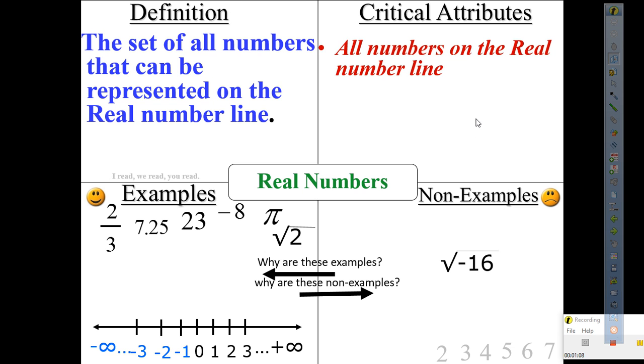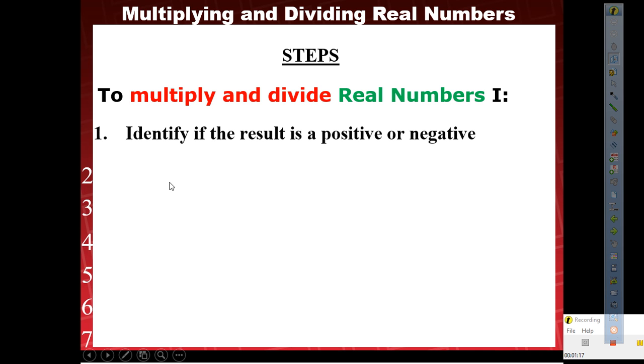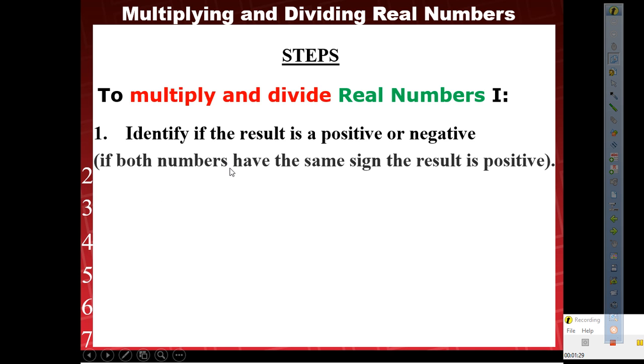Steps. Write these steps underneath, please. It says to multiply and divide real numbers, step number 1, identify if the result is a positive or negative. In parentheses, write if both numbers have the same sign, the result is positive.